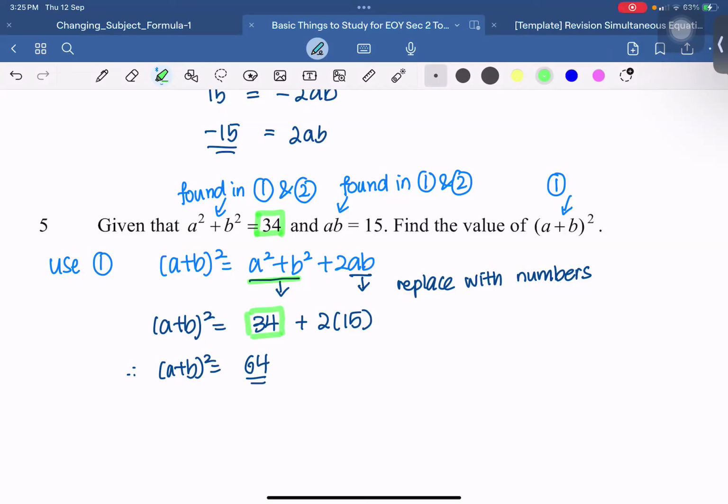2ab means 2 times ab. ab is the number 15. So plug this inside here. Then the number 2 times the number 15. So 2 times 15 is 30. 30 plus 34 gives you the number 64. Answer.